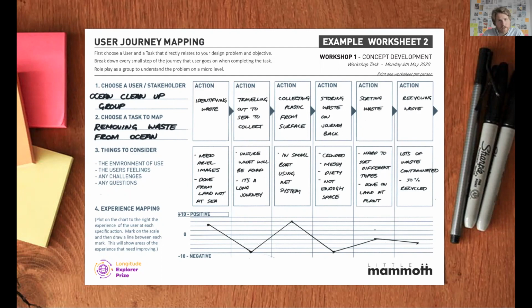And at every stage, I've just put down little notes, some of the things that I think about if I'm trying to put myself in the shoes of that user. And then below that, we want you to map the experience they go through, whether it's positive or negative. So you can see there's a scale there. If it's really positive, it goes really high at +10. If it's really negative, it goes at -10. And if you plot each stage on that chart and join up the line, you will then get this experience map.